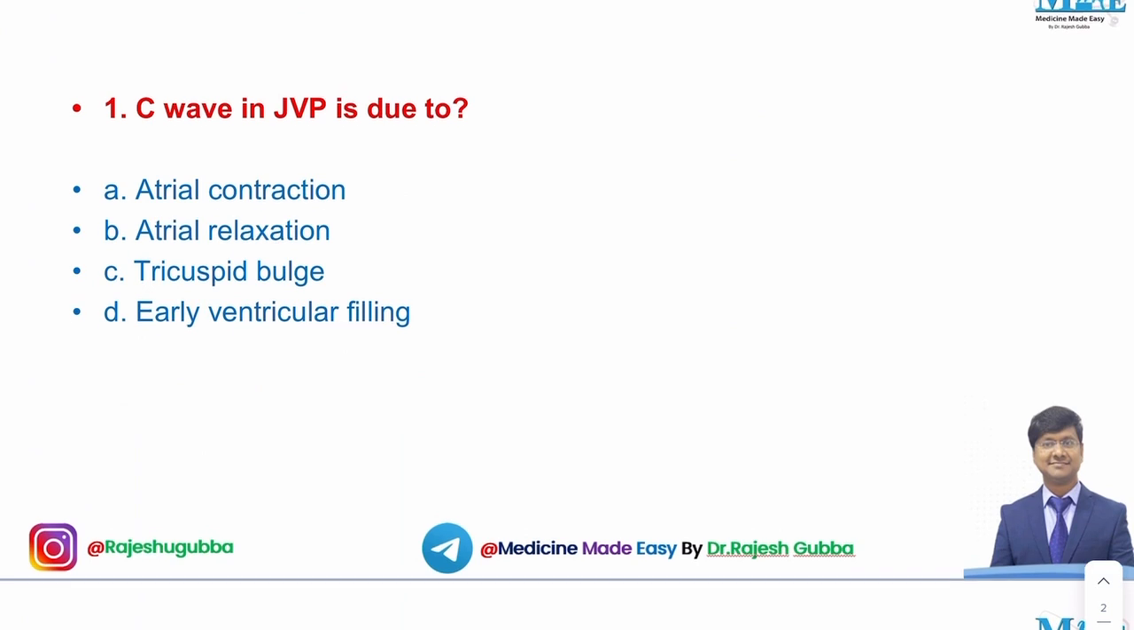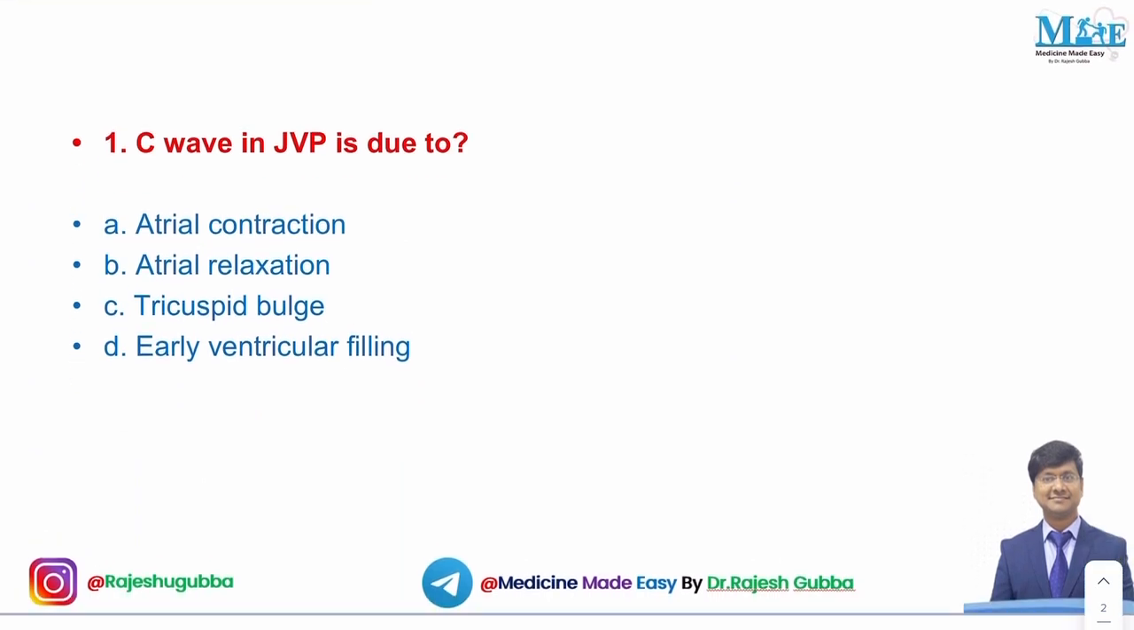So the first question in the quiz is, the C wave in the JVP is due to atrial contraction, atrial relaxation, tricuspid valve bulge, or early ventricular filling. The C wave is due to the bulging of the tricuspid valve, and the C wave in the JVP corresponds to the isovolumetric contraction phase of the cardiac cycle, right?